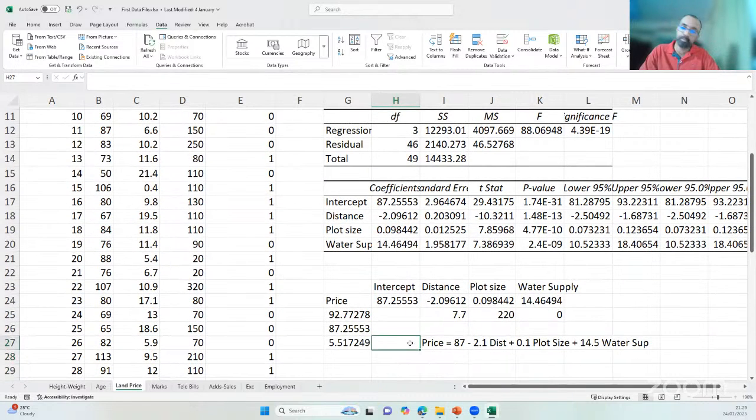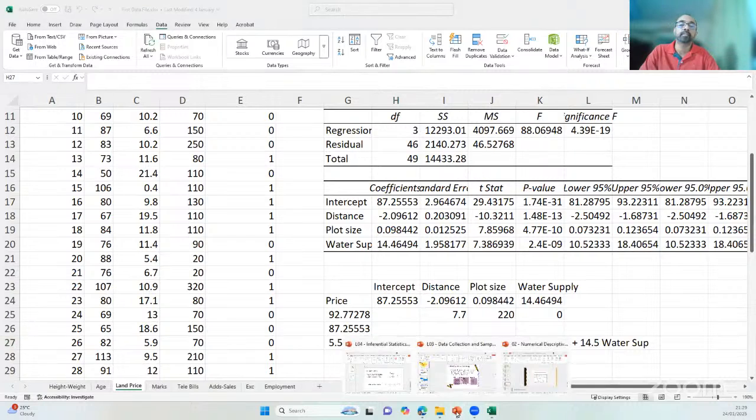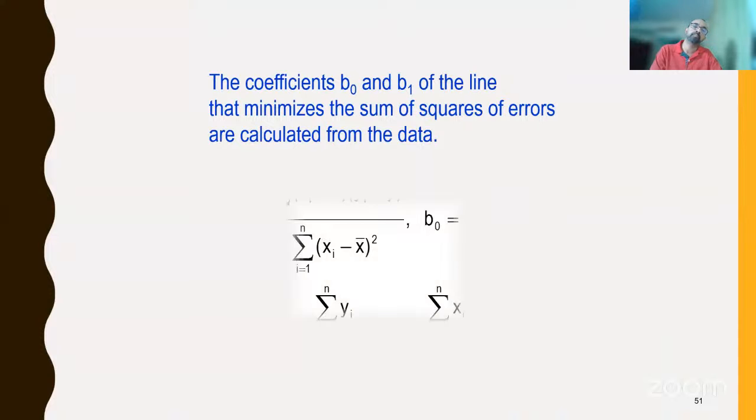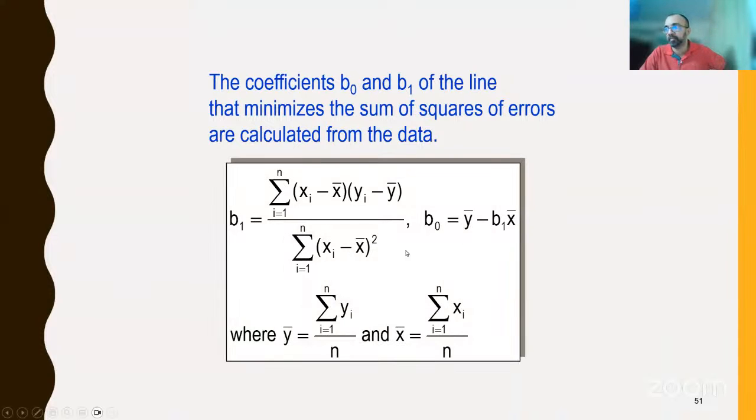So using that simple equation, you can only calculate the equation that I presented in my PowerPoint slide for a single independent variable, right? If you have more than one independent variable, then you can't use this. If you have only one x variable, you can use this equation. Otherwise, you can't.